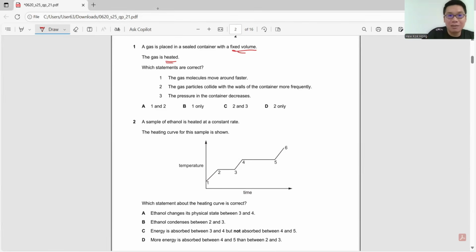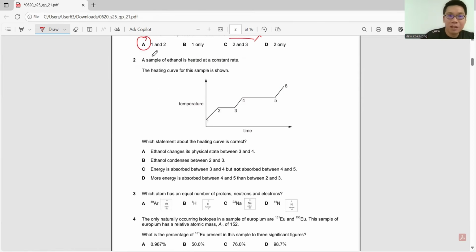The gas is heated. So when it's heated, they will move faster. Yes, they will gain kinetic energy. It will collide with the walls more frequently. Yes, because they're faster, so they will hit more frequently. And then the pressure decrease? Wrong. When they hit the wall of the container more frequently, then the pressure will increase. Answer is A.